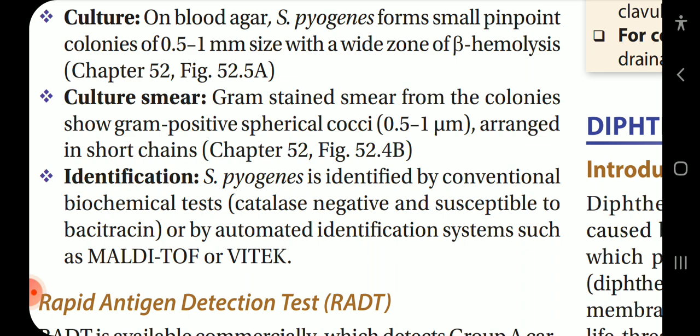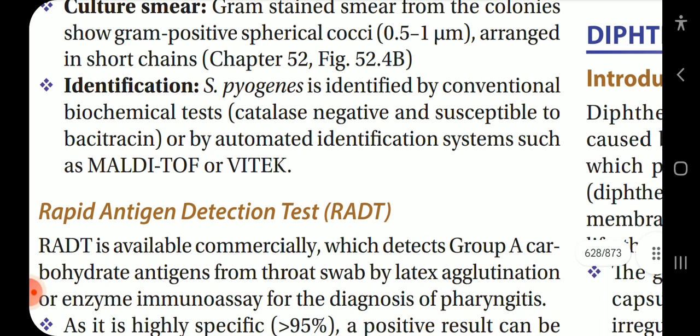Gram stain smear from the colonies shows gram-positive spherical cocci 0.5 to 1 micrometer arranged in short chains. Identification. Streptococcus pyogenes is identified by conventional biochemical tests, catalase negative and susceptible to bacitracin, or by automated identification systems such as MALDI-TOF or VITEK.